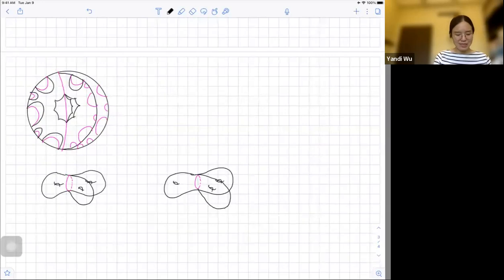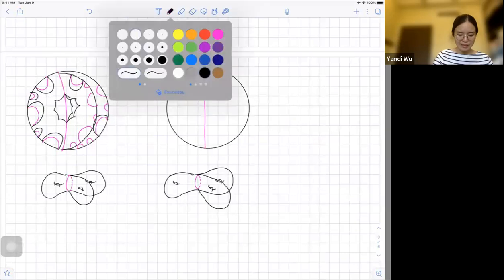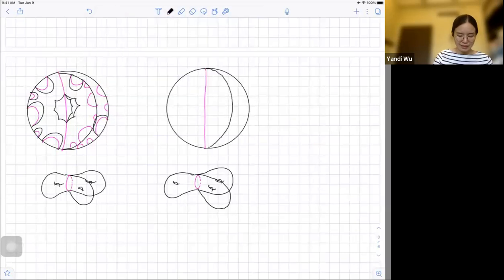And then sort of the same thing is happening over on this side, except I'm just going to draw part of it. So yeah, you can sort of do the same thing.